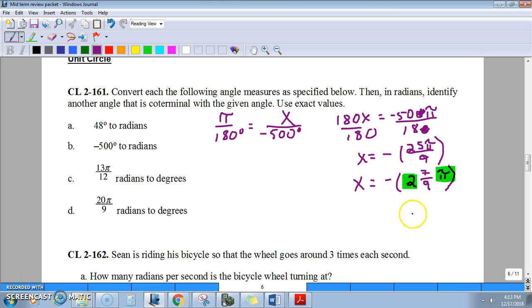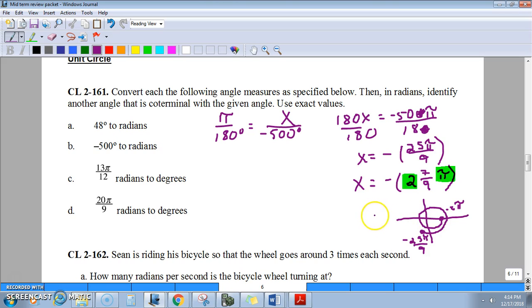So what am I talking about? Negative is just a direction. So that means I start here and I go negatively. There's my angle that's negative 2 pi, right? And then if I go another negative 7/9, which would be somewhere over here, okay, that's going to be negative 2 7/9 pi, or negative 25 pi over 9.